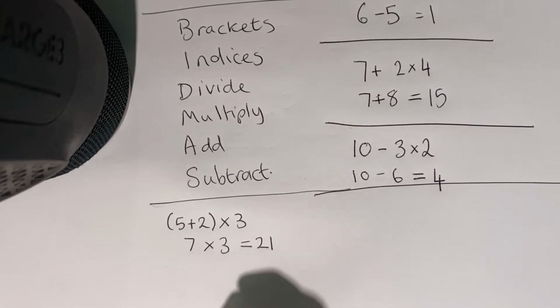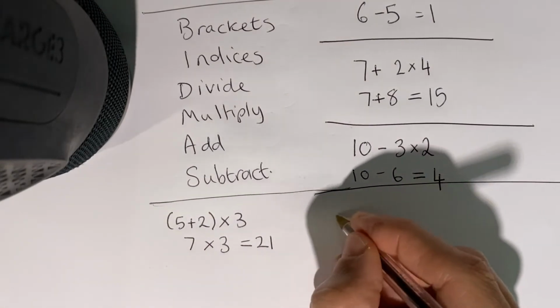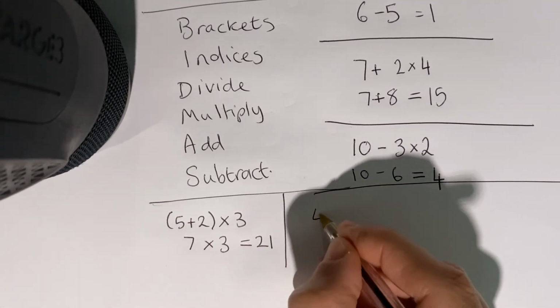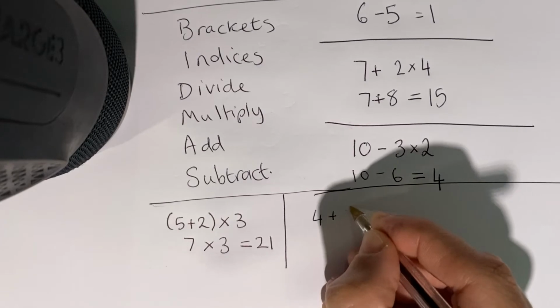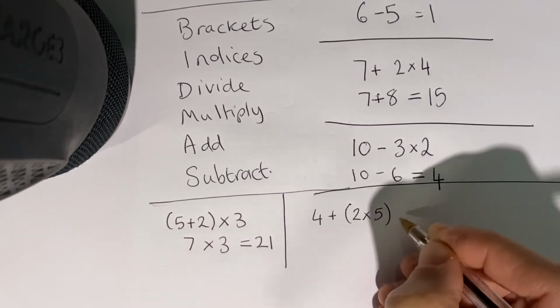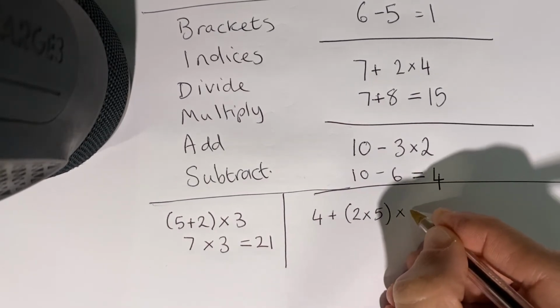Okay, let's make it a little bit longer. Let's have here, I'll put a line just to divide it off. Let's have 4 plus bracket 2 times 5 times 2.